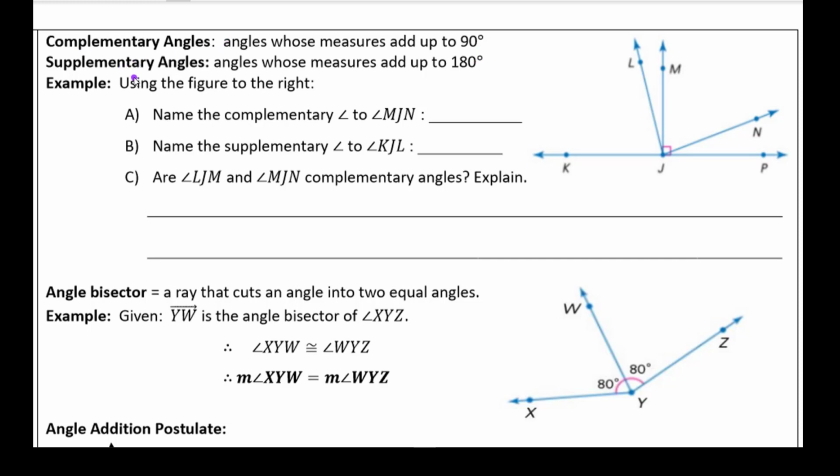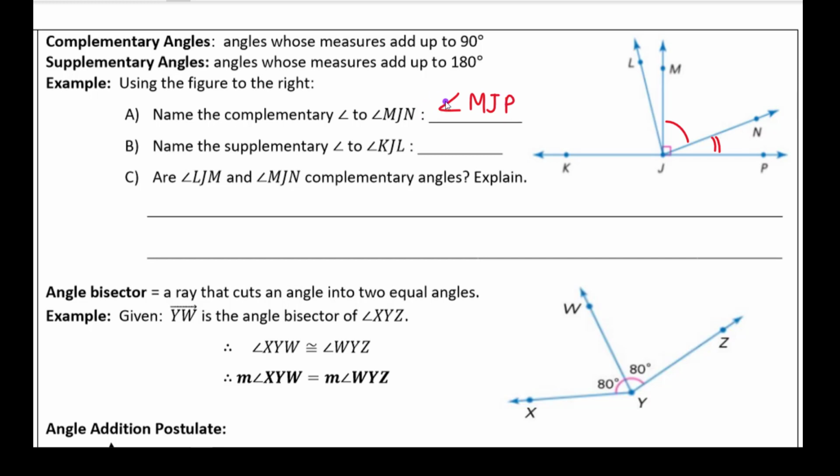Okay? All right, so using the figure to the right, name the complementary angle to MJN. So let's take a look over here. We have MJN, and we're looking for the complementary angle. We also notice there's a 90-degree angle right there. So we know that this angle plus this angle equals 90. That means the complementary angle will be this one, MJP. So the answer will be MJP.